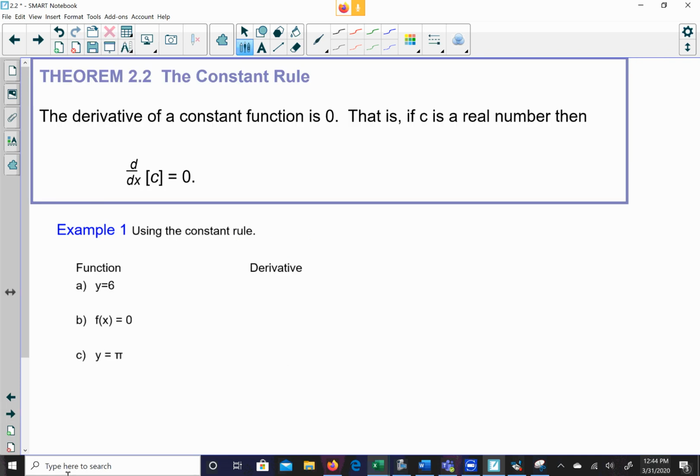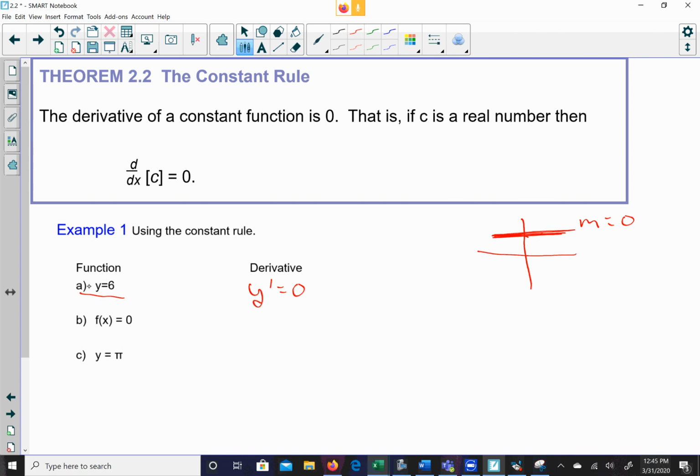We are going to use Theorem 2.2, which is the constant rule, which asks what the derivative of a constant is. If you think about y is equal to 6, that is a graph at y is equal to 6. If I ask you the slope of that graph, you should tell me the slope is equal to 0. So when I go to find the derivative, remember the derivative means the slope of the line, and so the derivative is also going to be 0.